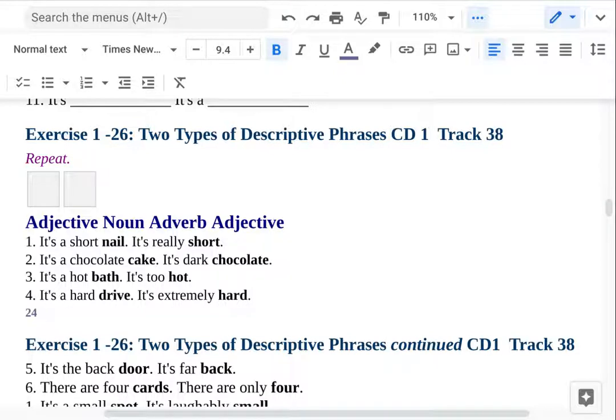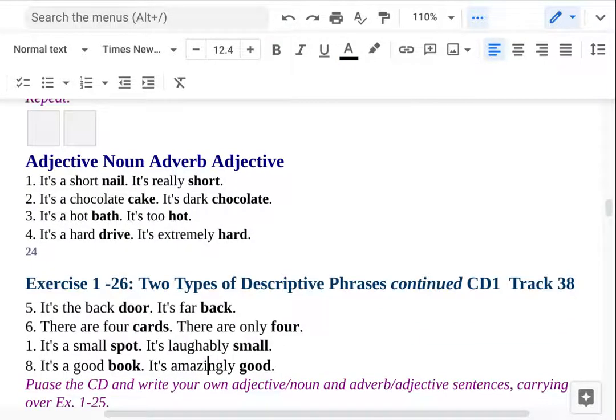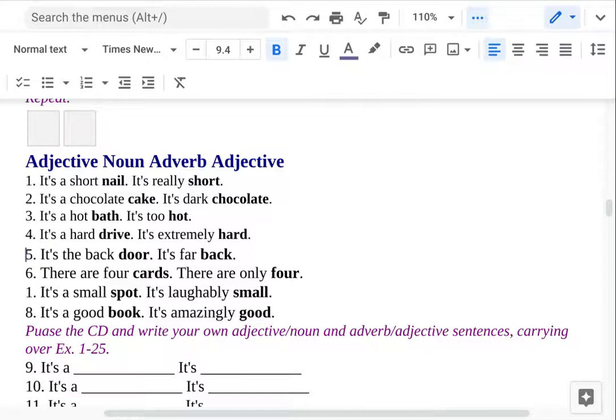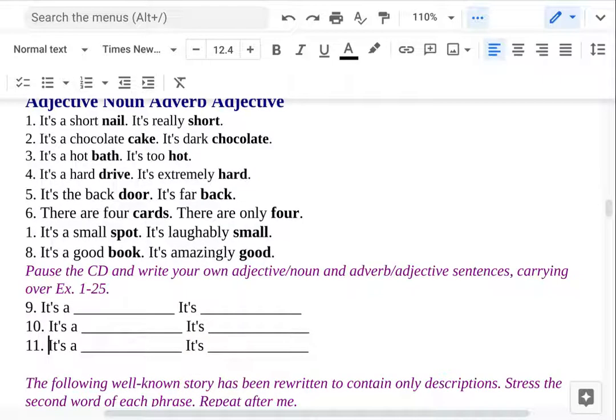5. It's the back door. It's far back. 6. There are 4 cards. There are only 4. 7. It's a small spot. It's laughably small. 8. It's a good book. It's amazingly good. Pause the CD and write your own adjective, noun, and adverb-adjective sentences, carrying over from Exercise 125.